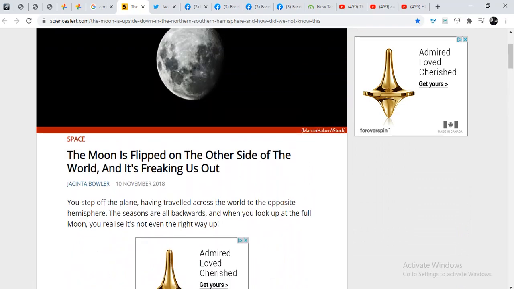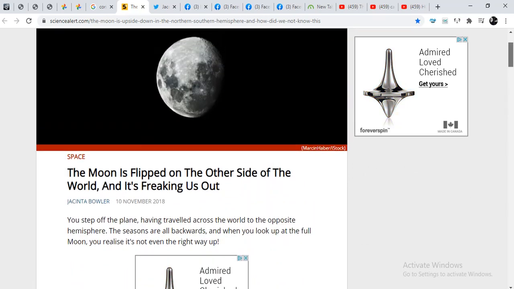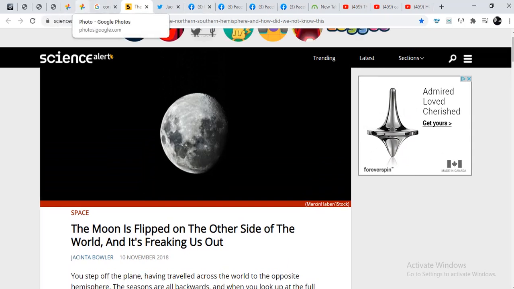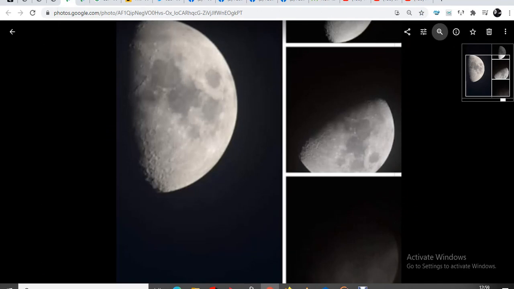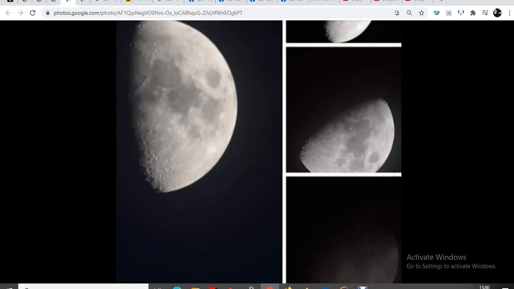But these lot are getting freaked out because they get off a plane and see it. Well, I'm sorry, guys. Science Alert. You must check out this, because this is real science. This is in my face, in my garden, 3 hours, 4 hours apart, taking photos of the moon. You too can do it if you look.